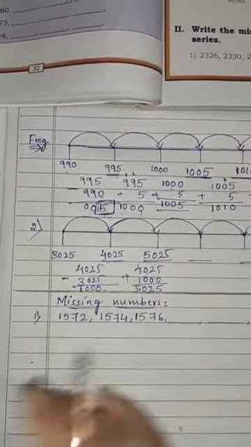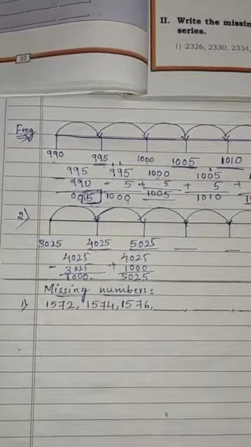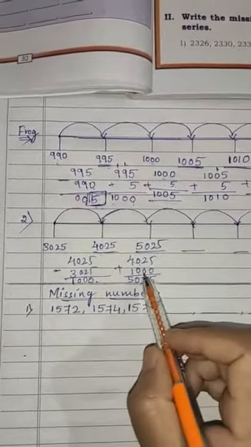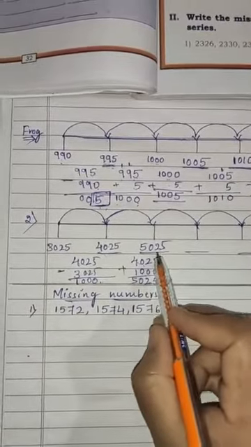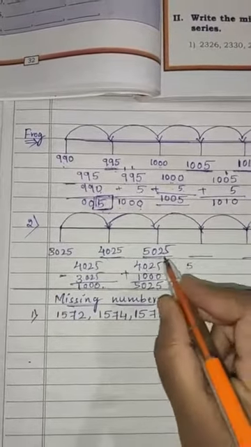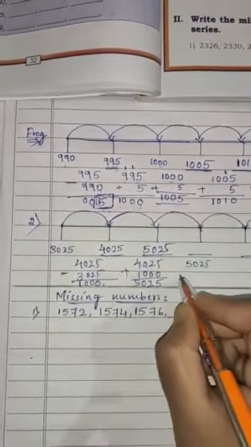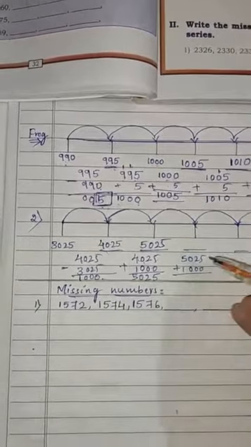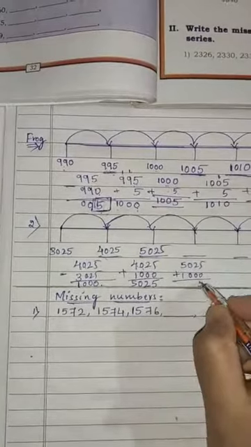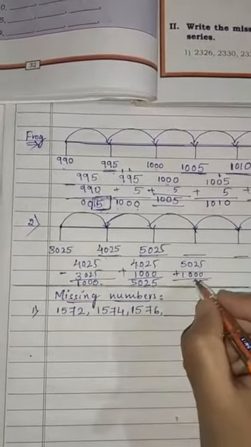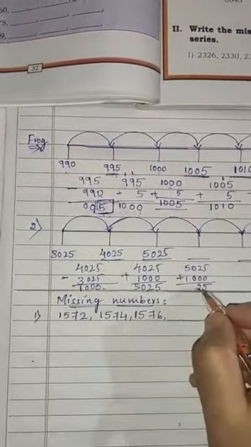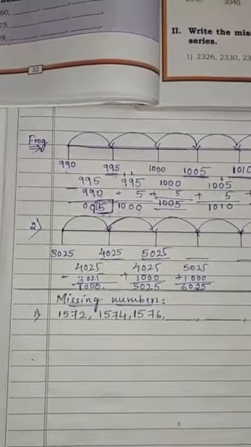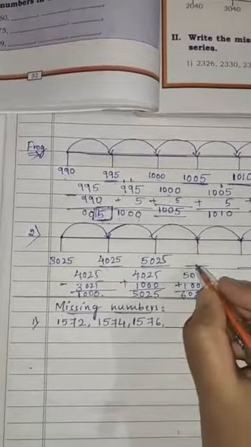5025. Right? Okay. Now again what we have to do? Yes, tell me. Very good. We have to add 1000 to this number. So we'll write here 5025 plus 1000. Right? Okay. 5 plus 0, 5. 2 plus 0, 2. 0 plus 0, 0. 5 plus 1, 6. So what's the answer here now? 6025.